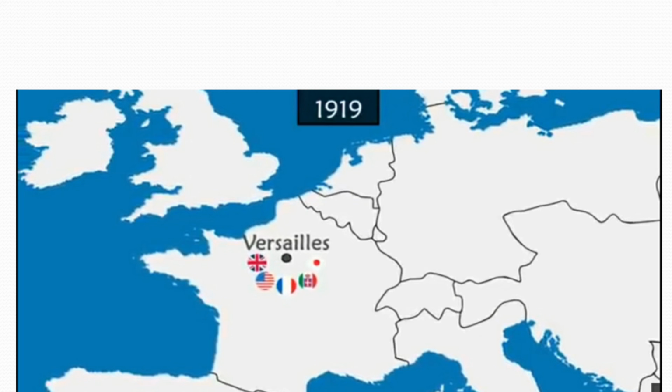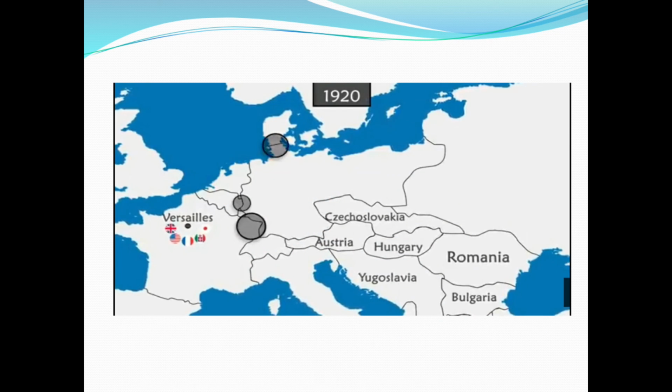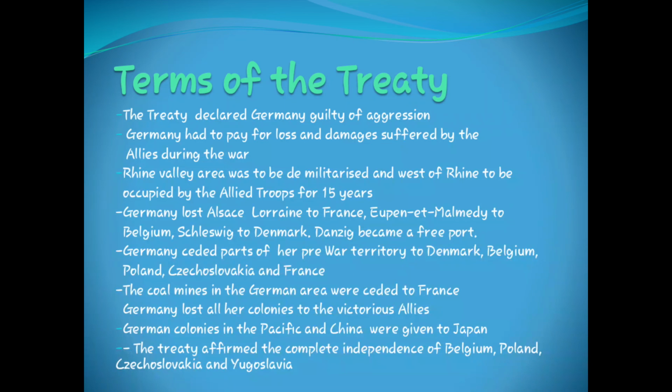As a result of the discussions at the Paris Conference, on the 28th of June 1919, the Treaty of Versailles was signed. It ended the war, and the basis of the treaty's negotiations was the American President Wilson's 14 points. The treaty was designed to prevent Germany from going to war again. Let us take a look at the terms of the treaty.